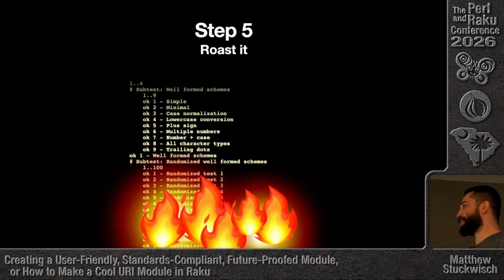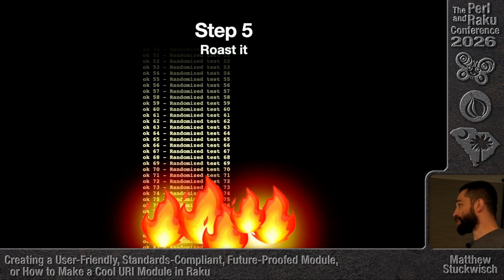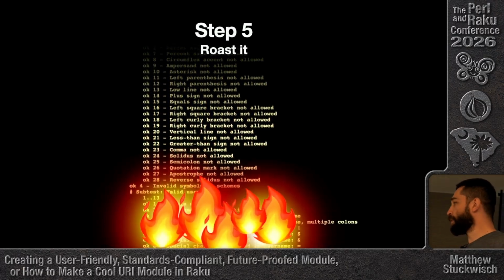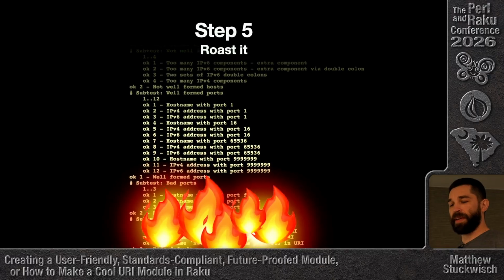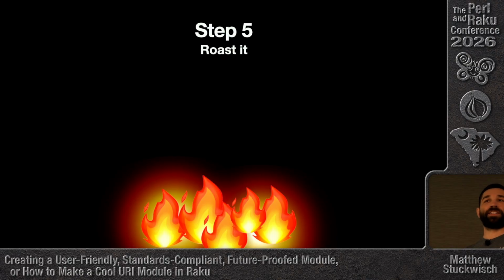So step 5, roast it. Lots of test cases. And these are just a short one of them. I do lots of randomized ones that I know should be well formed, but every other little tiny thing, we've got them all in here, making sure everything meets all of the specs. And this is where you find some really weird things. Like, did you know that the user info, like the username that you have in a URI, can have a quote mark in it? Unescaped. These are the little strange things that we get.